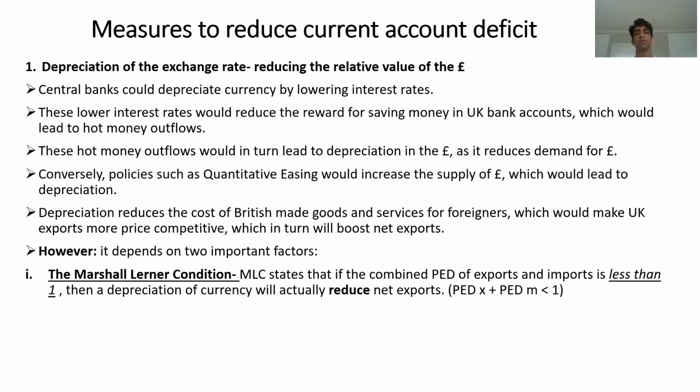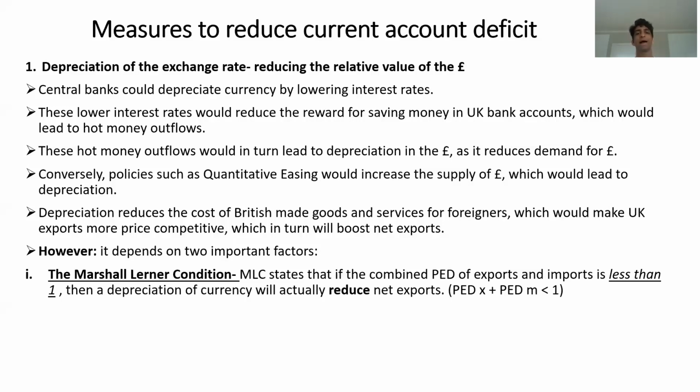Now we have to think, well, let's say they are a problem, and you're a policymaker and you're saying, okay, I really want to reduce my country's current account deficit. We've got one common step, which is to try and depreciate the exchange rate. So try and reduce the relative value of the pound. So instead of the pound being worth $2 like it was in 2007, today it's only worth about $1.50. And first of all, how would we do that?